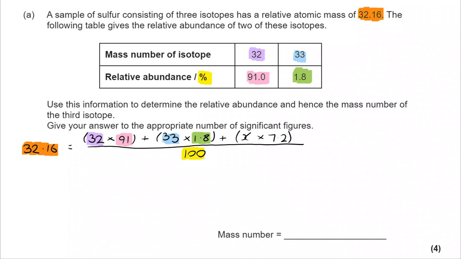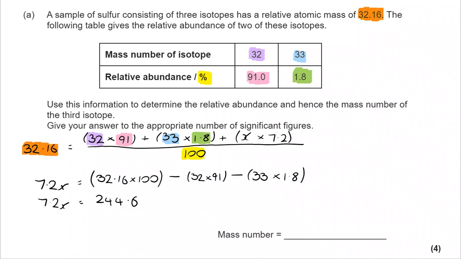Now, once I've done that, I can rearrange those numbers a little, and from there, I can simplify a little more, and from there, I can work out my value of X. It's 33.97. However, I can't put that down as my answer. It's an individual isotope of an element, so it has to be an integer value. So I'm going to round that to 34.